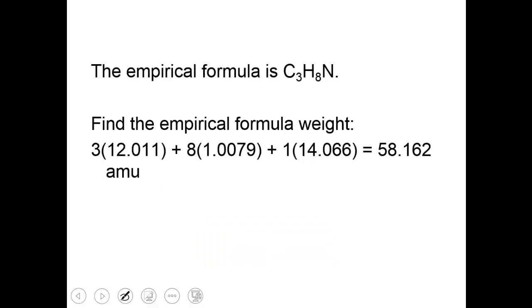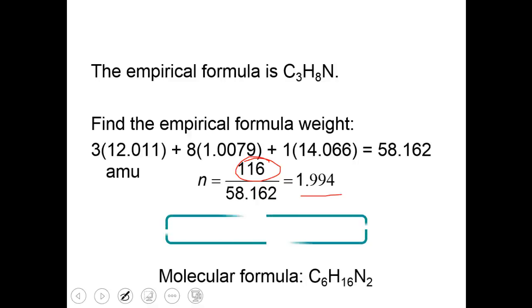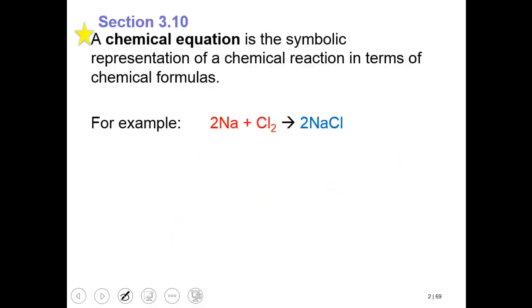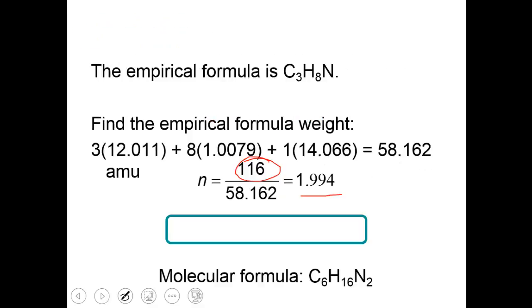Now, our empirical formula weighs 58 AMUs, and the molecule then weighs 116. Oh man, I really like that factor of 2 there. So the molecular formula is twice the amount of the empirical. So C6H16N2.